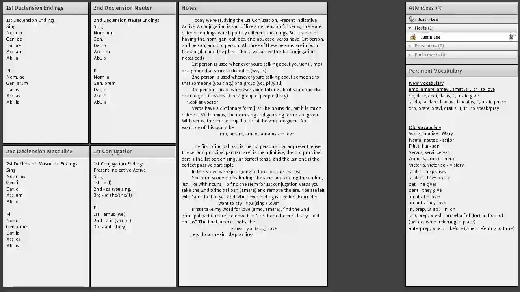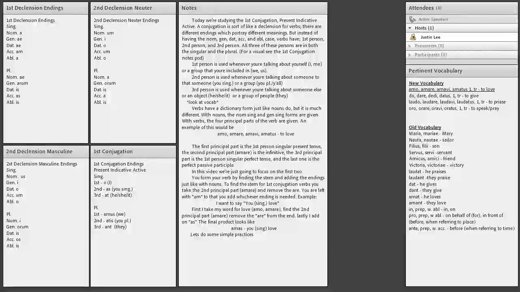It means to love. So, verbs have a dictionary form just like nouns do, but it is much different. With nouns, the nominative singular and the genitive singular forms are given. With verbs, the four principal parts of the verb are given. An example of this would be amo, amare, amavi, amatus, which means to love. The first principal part is the first person singular present tense. The second principal part, amare, is the infinitive. The third principal part is the first person singular perfect tense. And the last one is the perfect passive participle. In this video, we're just going to focus on the first two, so you don't need to worry about the third principal part or the fourth principal part.